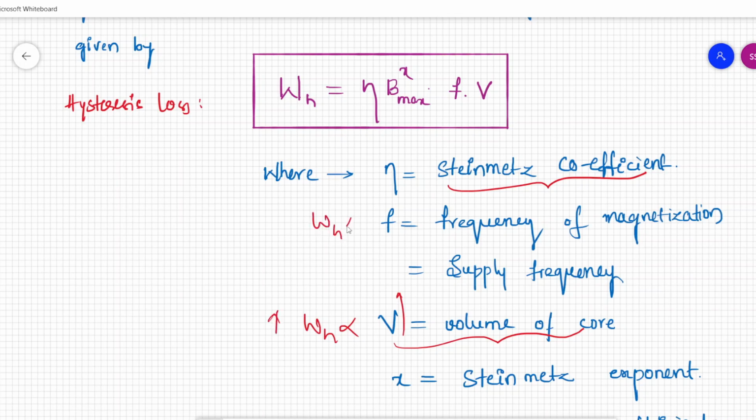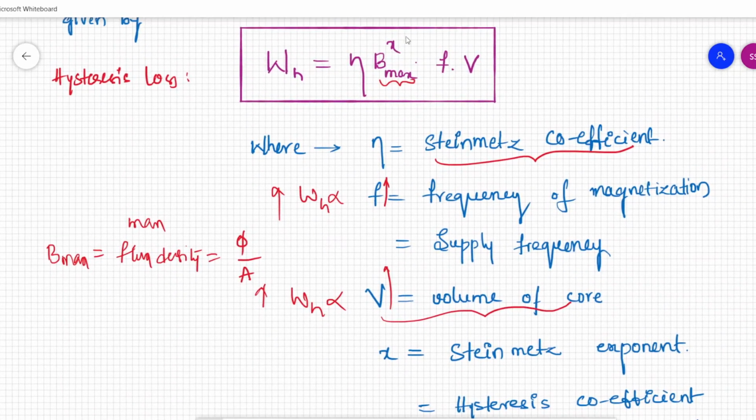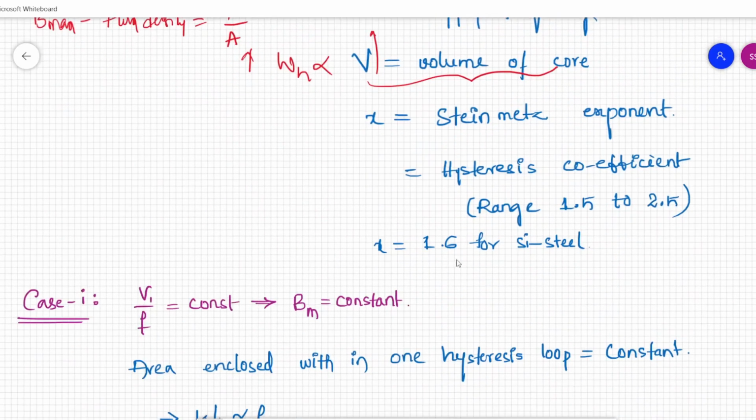If the frequency is more, the hysteresis loss will be more. Here Bmax is nothing but the maximum flux density that is being generated in the core. This can be given as flux per unit area, phi by A. This x is called the Steinmetz exponent. This value for silicon material is 1.6. Generally it varies from 1.5 to 2.5. It is 1.6 for silicon steel.